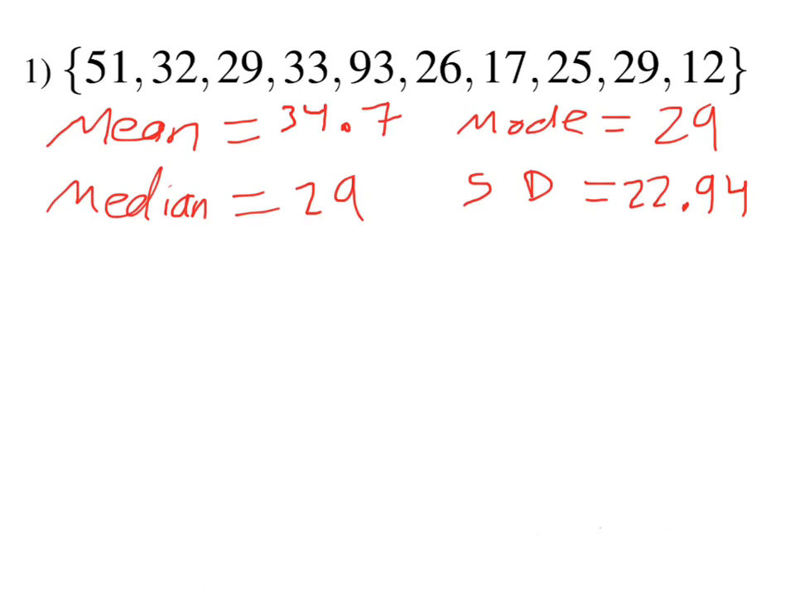Did you get these? Did you get your average is 34.7, median's 29, mode's 29, and the standard deviation is 22.94? If you didn't get this one, you might have gotten a different standard deviation, so make sure you're double checking. Again, in my other video, I try to explain the correct one to get. But let's have you try out another one. Go to number 2. Again, get your mean, median, mode, and standard deviation. Pause the video. Come back and check.